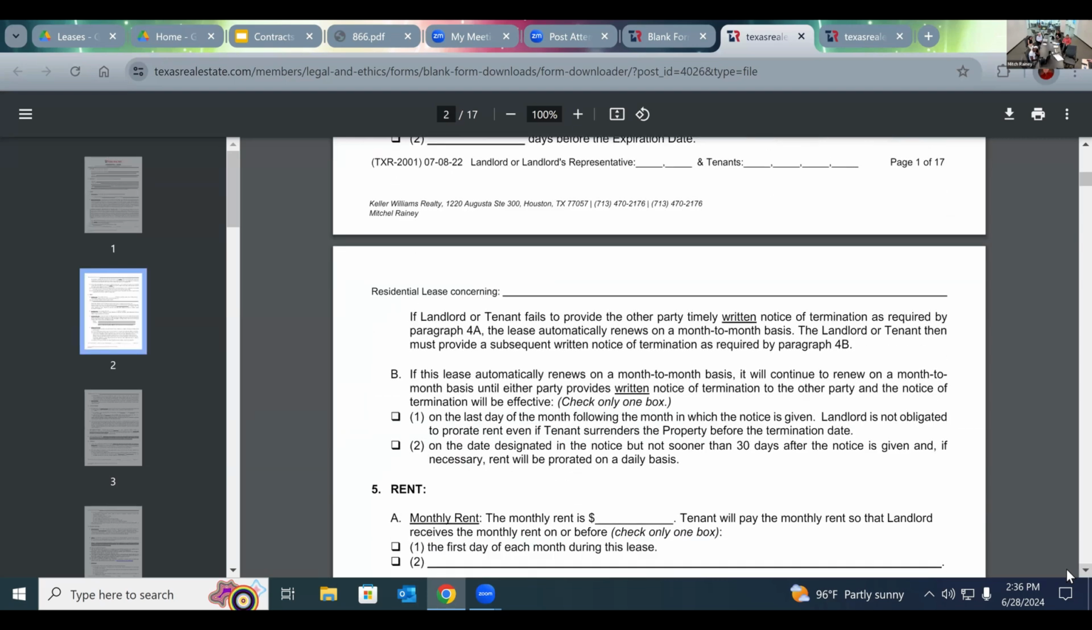If the property automatically renews on a month-to-month basis, what's written notification required on the lease? When are they gonna move out? So I give you written notification today, which is July 28th. Is it going to be the last day of the month following notification? So if you give it today, I wouldn't move out until July 31st. Or is it going to be 30 days from when I gave notification? So it'd be August 28th if you gave notification today.